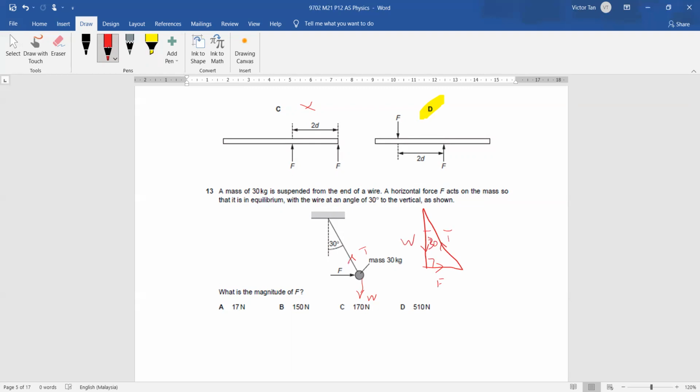So you want to find F, you have W. Tangent 30 equals F over W. F equals W tangent 30. So this is 30 times 9.81 times 1/3. So it is C.